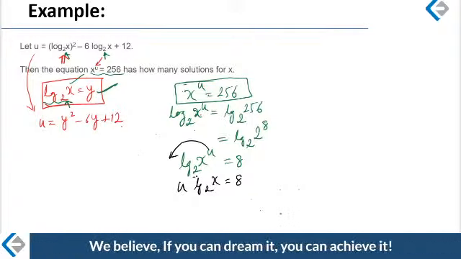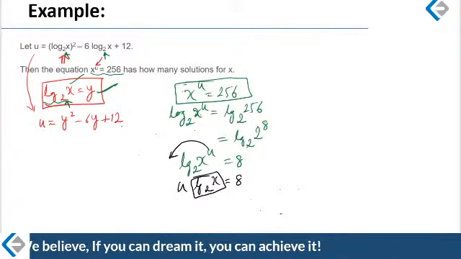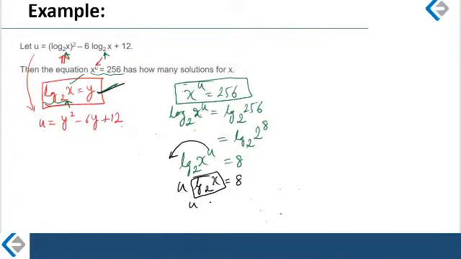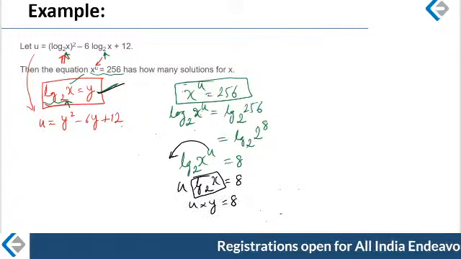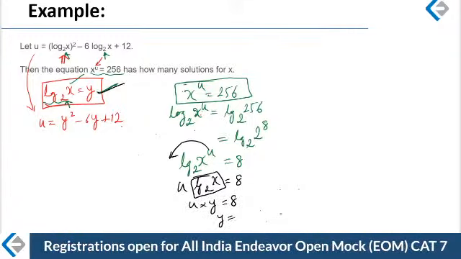Now what is this value here? Log x to the base 2 is what? Log x to the base 2 is nothing but y. Therefore you are trying to say u into y is equal to 8. Therefore u is equal to 8 by y.